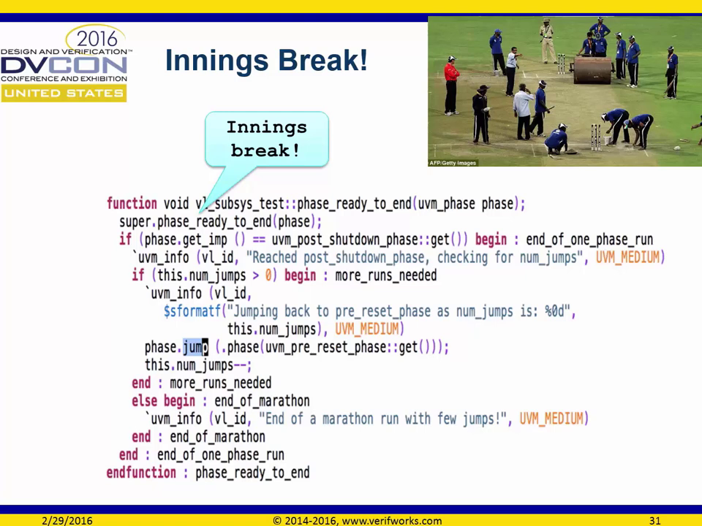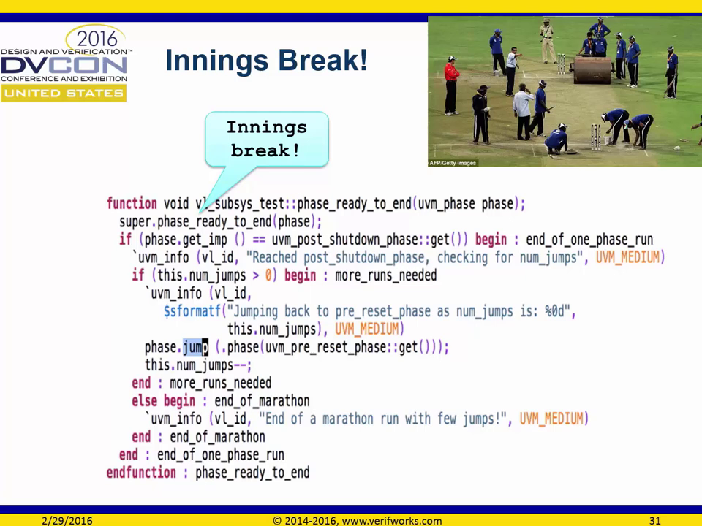And if the number of jumps is more than 0, he's expecting this to be a counter that tells him how many times to go through the main phase. What he's done is he prints out a message that says, I'm jumping back to the end of the pre-reset phase. And then he does a phase jump, giving it a phase argument that says, please go back to the pre-reset phase. And then he decrements the number of jumps. If number of jumps was 0, he basically ends the test.